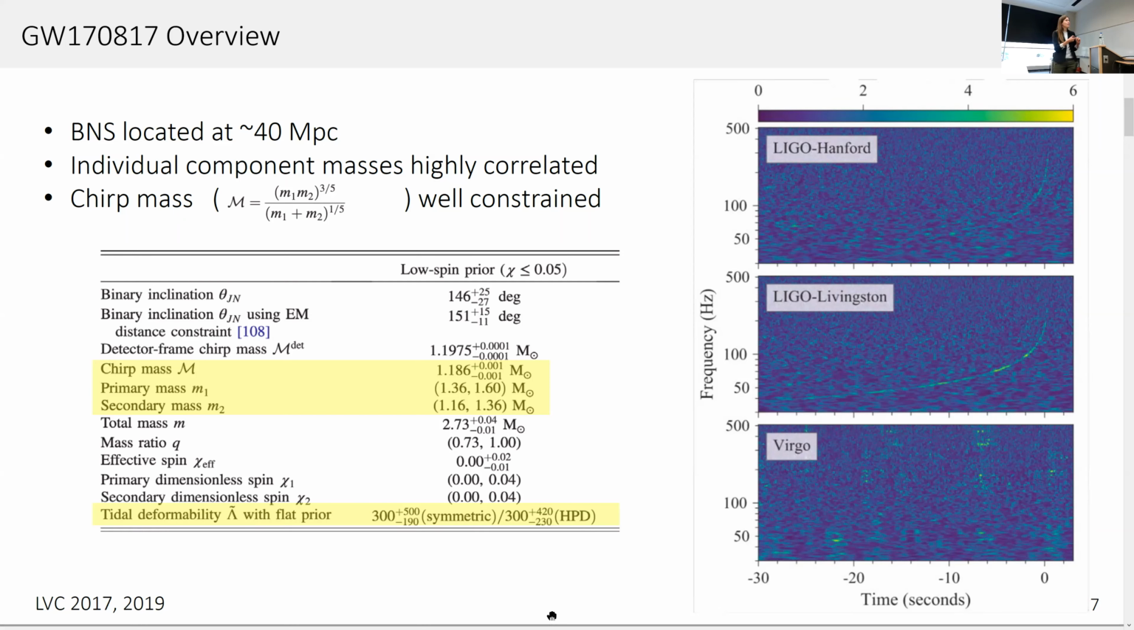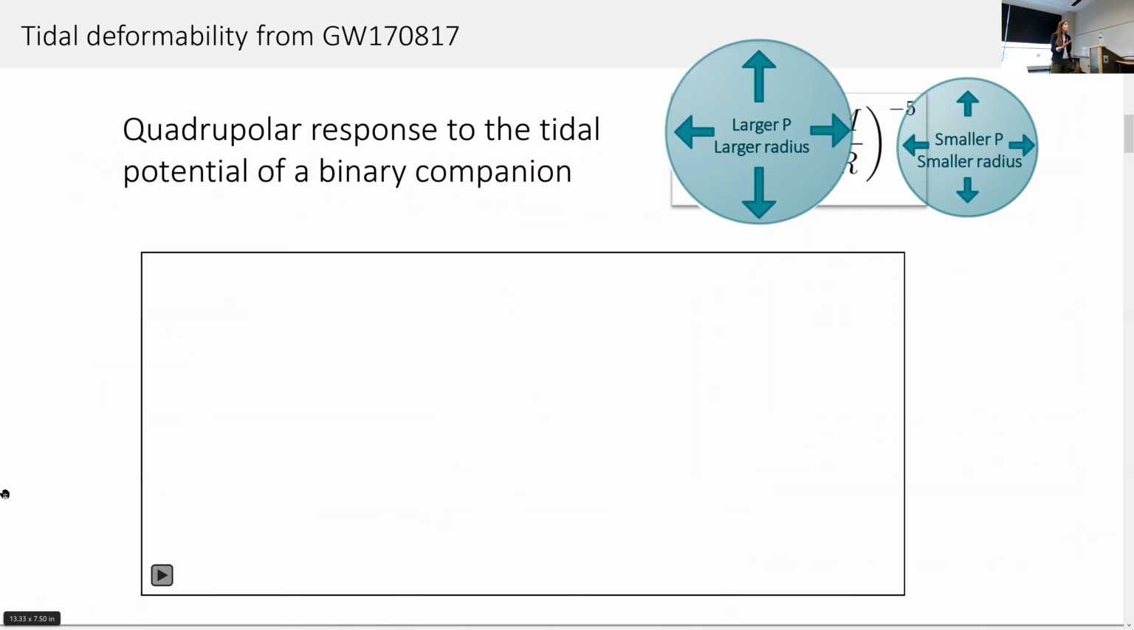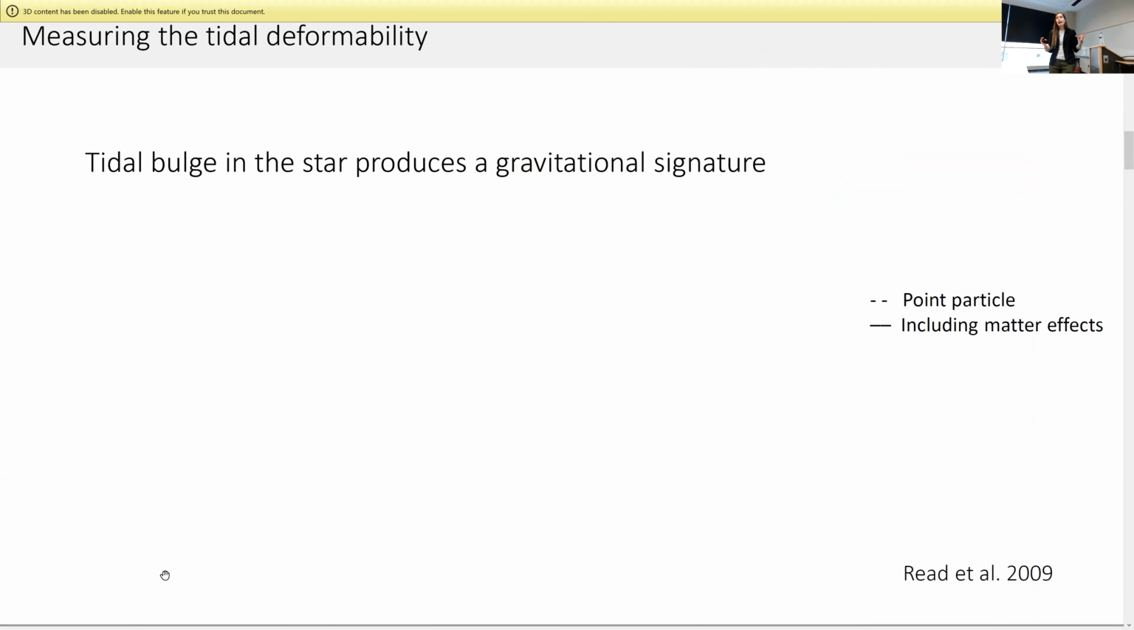The other parameter that I want to point out that was particularly exciting for the neutron star equation of state community is the measurement of the tidal deformability, because this was the first ever real probe we have of the quadrupolar moment of the mass distribution from a neutron star. So the tidal deformability is just defined as the quadrupolar response of an object to the tidal potential of its binary companion.